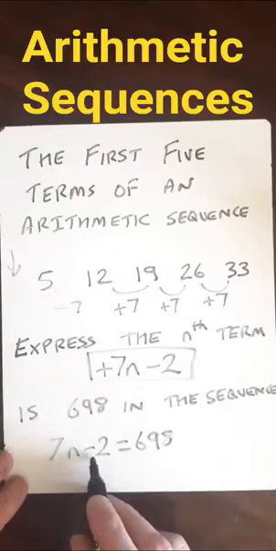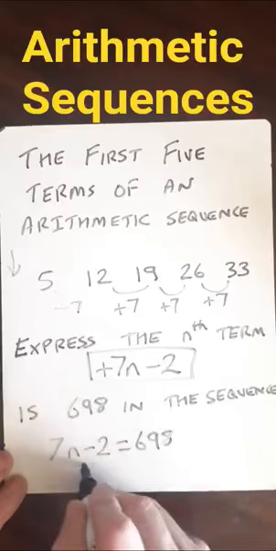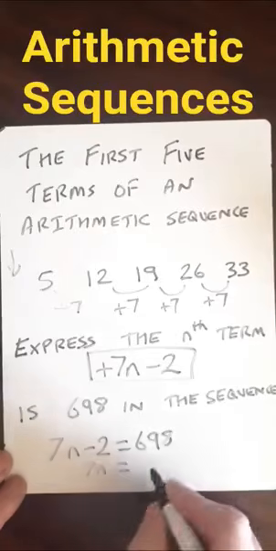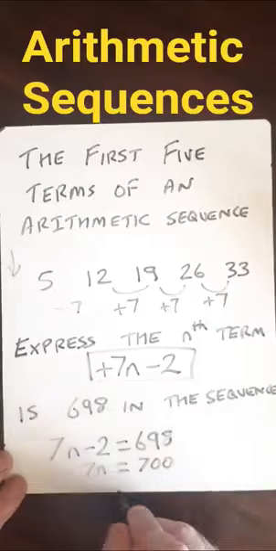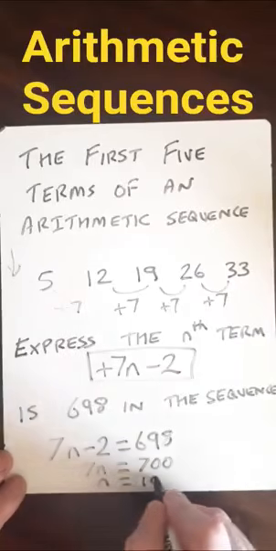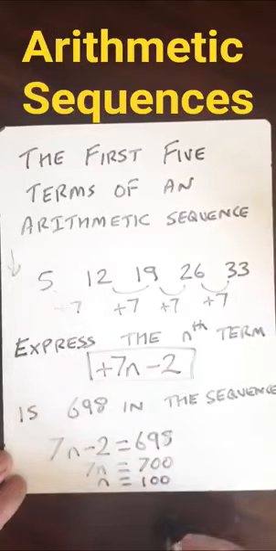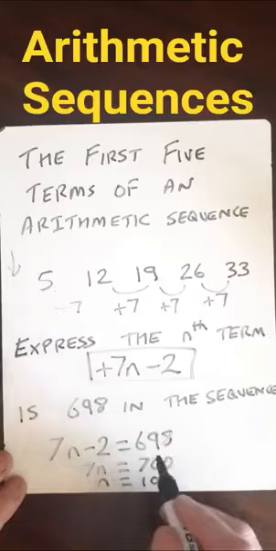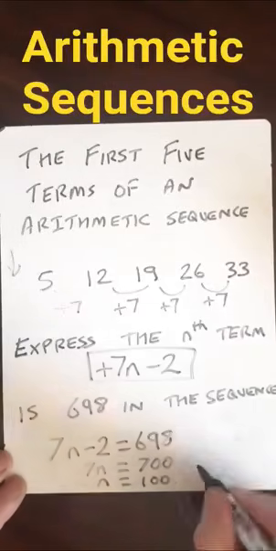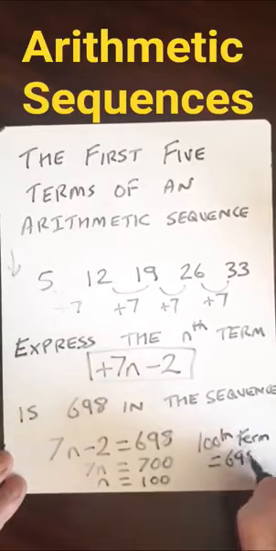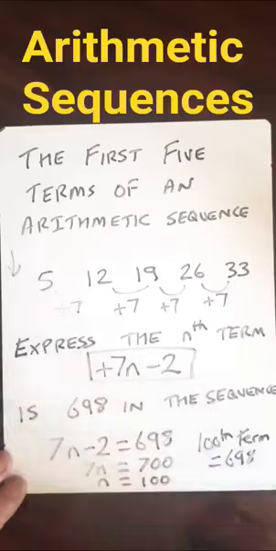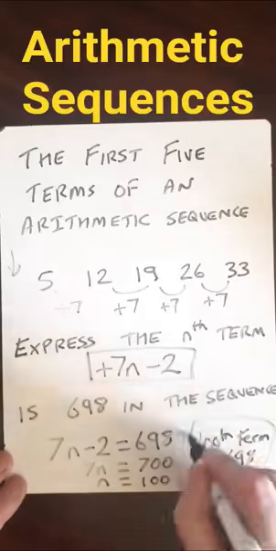So we've got minus 2 here, so let's add 2 to both sides. So therefore 7n equals 700. Divide both sides by 7, then n equals 100. So therefore when n is 100, we've got 698. So the 100th term is 698. And then that's our evidence that that is actually in the sequence. And then we are done.